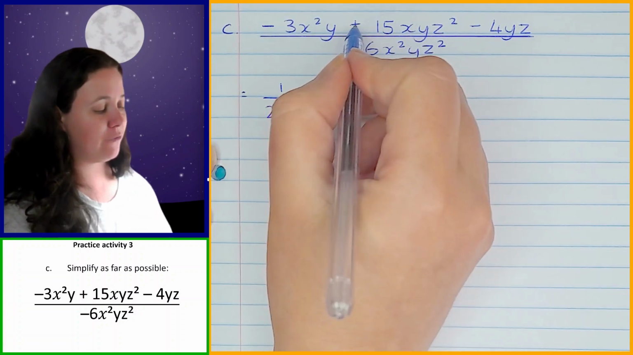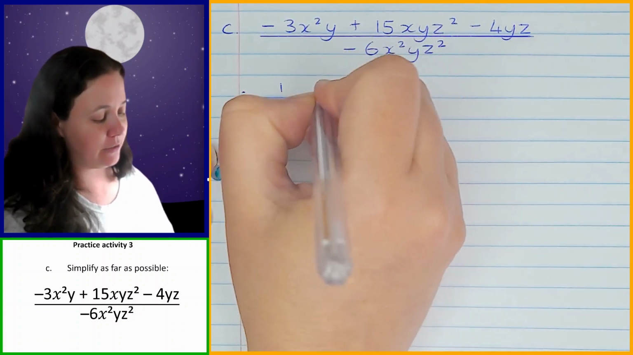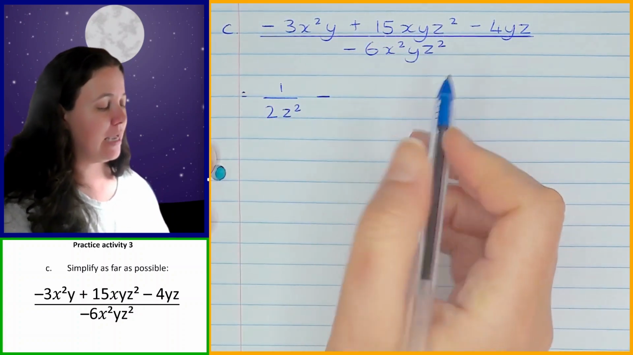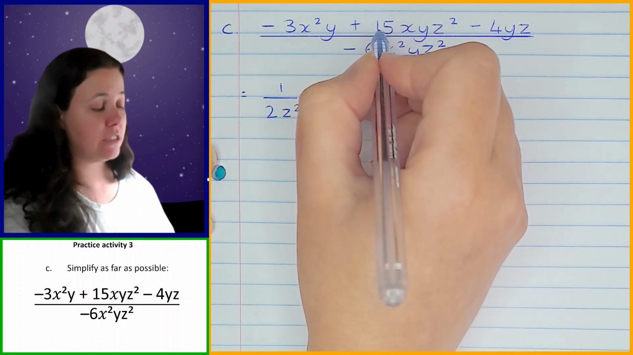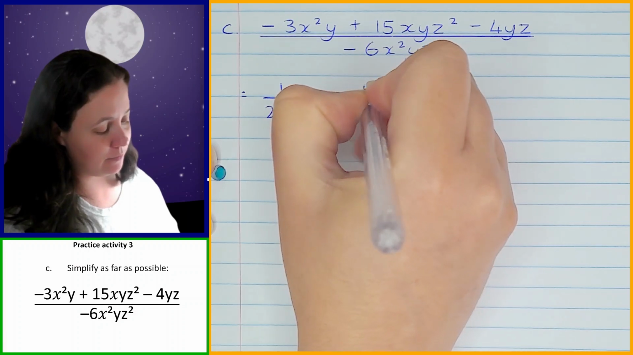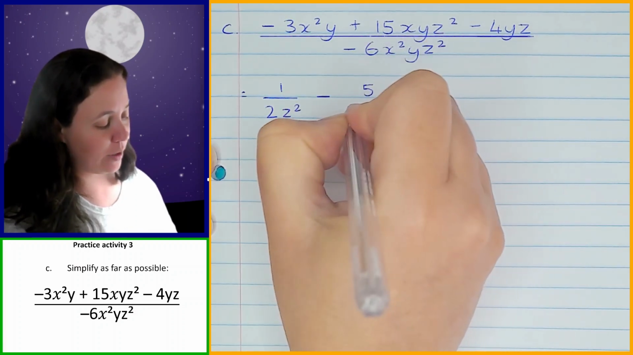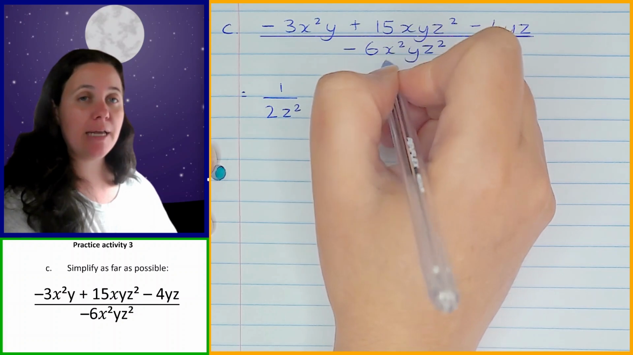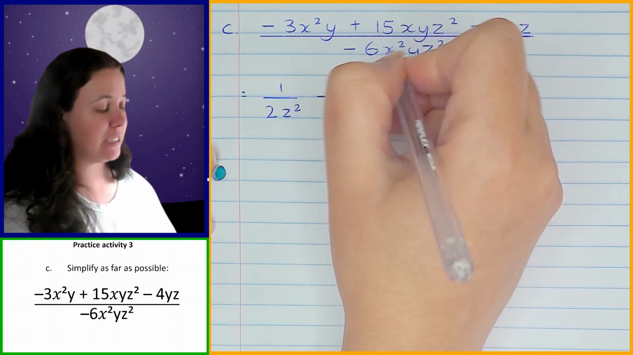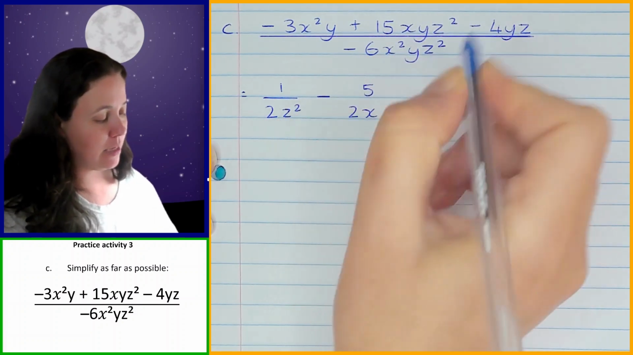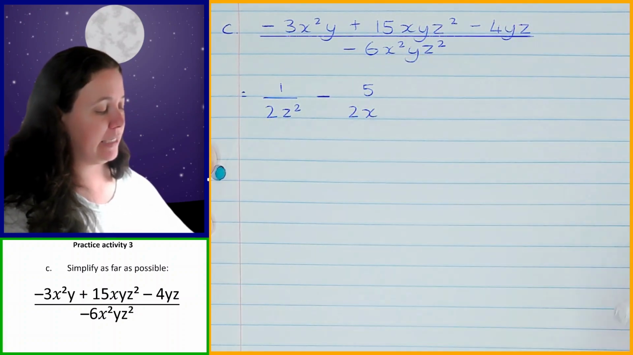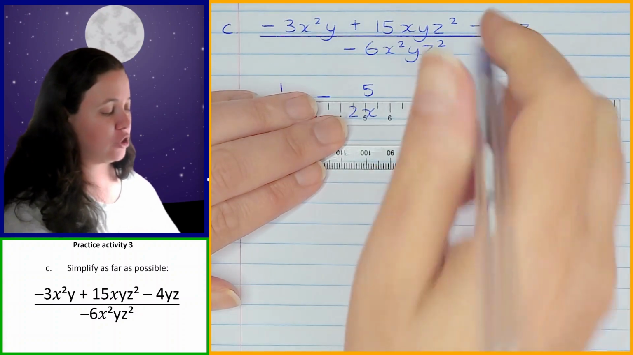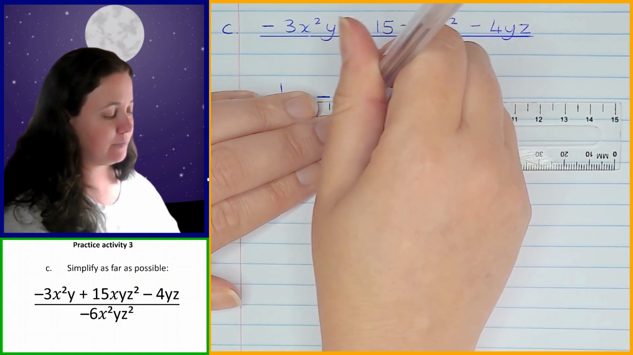The next term, I've got a positive divided by a negative. Okay, then I've got 15 over 6. So 3 goes into 15 5 times. 3 goes into 6 twice. Then I've got x over x squared. The x at the top cancels out, and I'm left with x at the bottom. My y's cancel out completely, and my z squareds also cancel out completely. So that is all I have for my second term. I've got 5 over 2x.